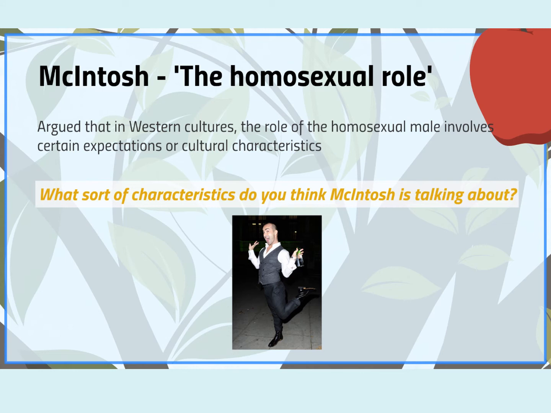Another sociologist we can use is McIntosh. He gave us the concept of the homosexual role. He believes that there are certain cultural characteristics associated with male homosexuality. In Western society, it is expected that a gay man will be flamboyant, camp, loud, and surrounded by women. He believed that men need to internalise their homosexuality before they will demonstrate the homosexual role. They would need to self-identify as gay before they would demonstrate these characteristics.